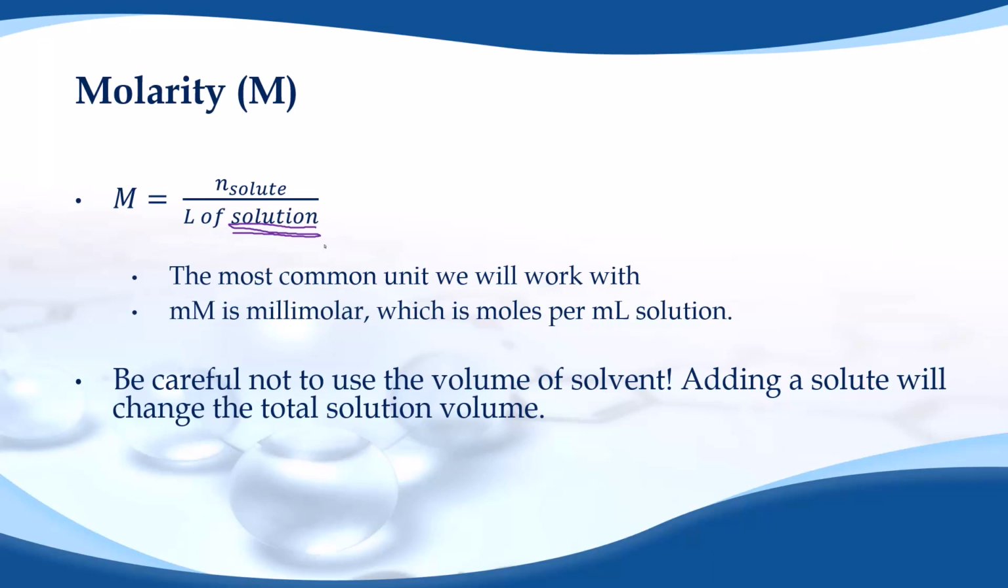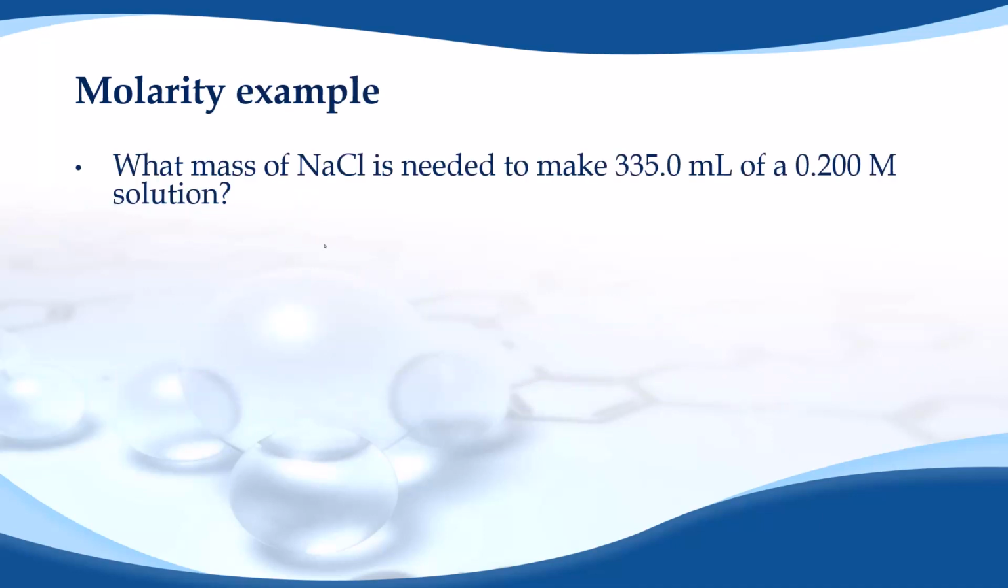So we'll do an example problem with this. We want to make a sodium chloride solution. So I want to know what mass of sodium chloride we need to make 335 milliliters of a 0.2 molar sodium chloride solution. First thing I need to do is, remember, molarity is moles per liter. I need to convert milliliters into liters, so 0.335 liters.